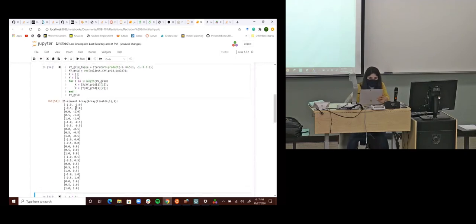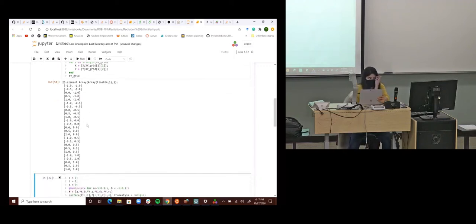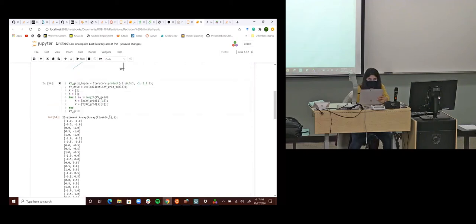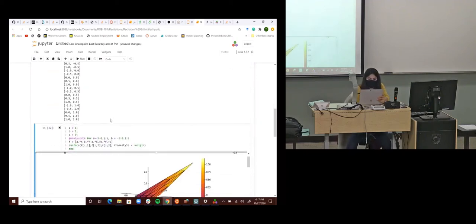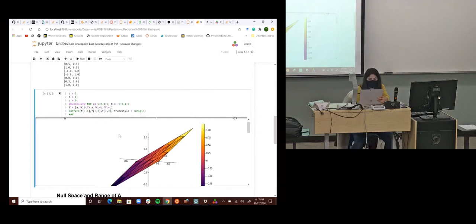So these are all the different points in xy: (-1, -1), (-0.5, -1), (0, -1), basically defining different points in an xy plane. Now that we have that, let's say a and b have arbitrary values between -5 and 5, and c you have to set to 0.